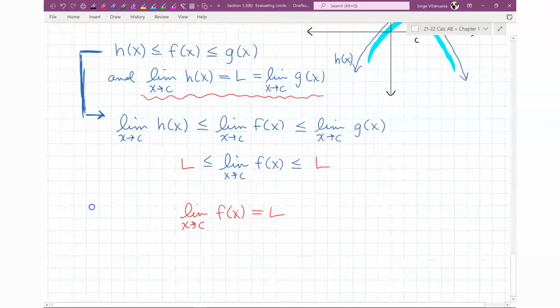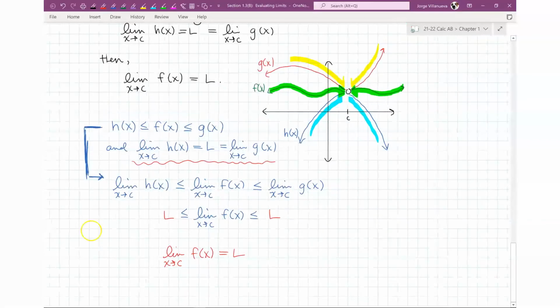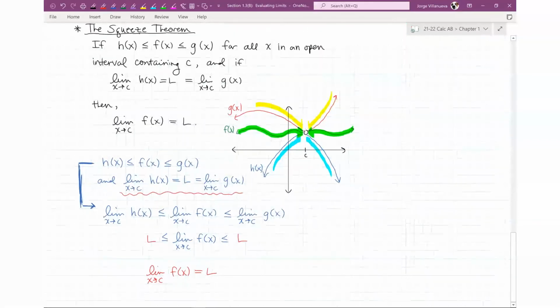So yeah, that's what this big old theorem is basically trying to say. They're saying, look, we've got three functions: a small one, a big one, and a middle one. The big one and the small one meet up in the same place. So the middle one has to at some point, because it's in between. If the bigger one and the smaller one meet up at the same place at a specific point, then the middle one must also meet at that same exact point, because it's getting squeezed. It has no other choice. Okay? So that's the squeeze theorem.